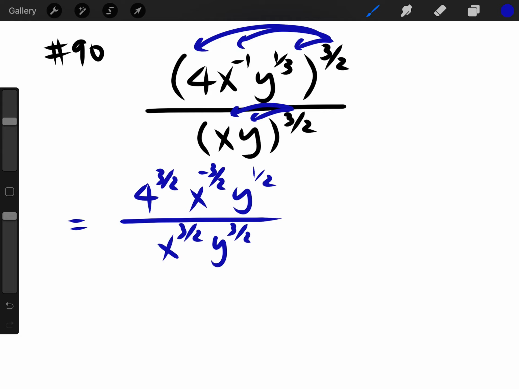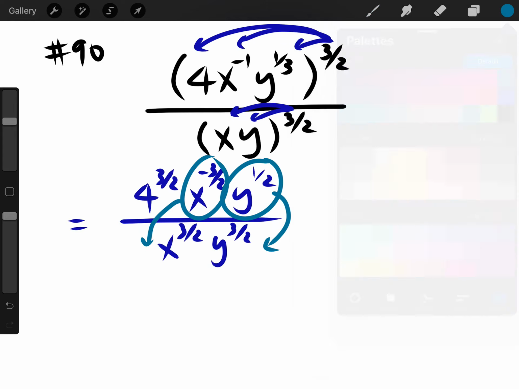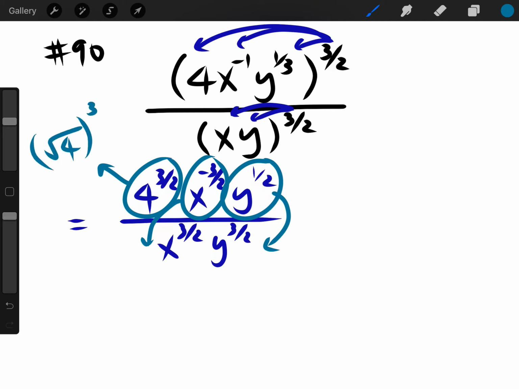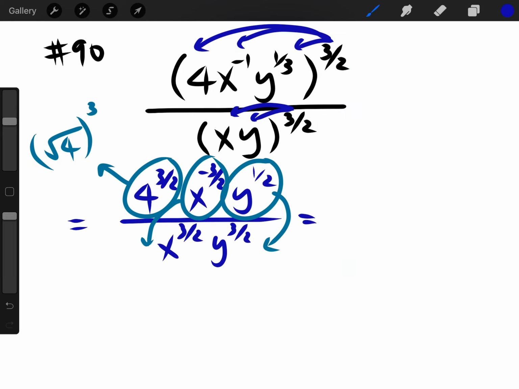Let's arrange everything. It depends on how you want to arrange this; it doesn't matter. So I'll bring this down, bring these down, and then let's evaluate this one. This is basically saying square root of 4 and cube it. So that's going to be 8. The numerator only has 8 left.